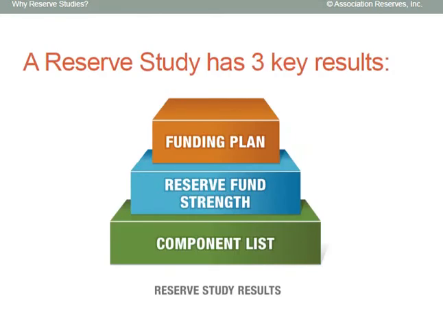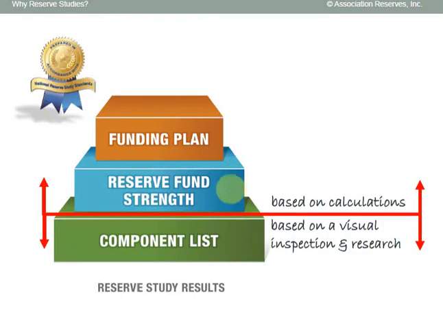In a reserve study, it's important to know what you get. The reserve study has three key results. There's the component list, the reserve fund strength that's calculated based on that component list, and the funding plan that again is calculated based on the starting reserve balance and the component list. So I want to make sure you caught that the reserve fund strength and the funding plan are both calculated based on that foundational component list.